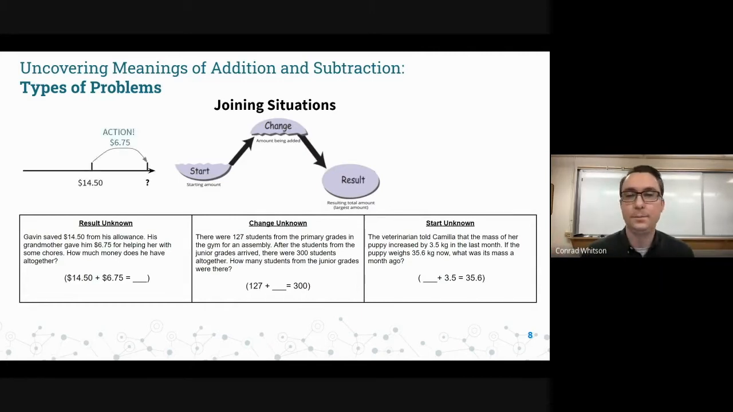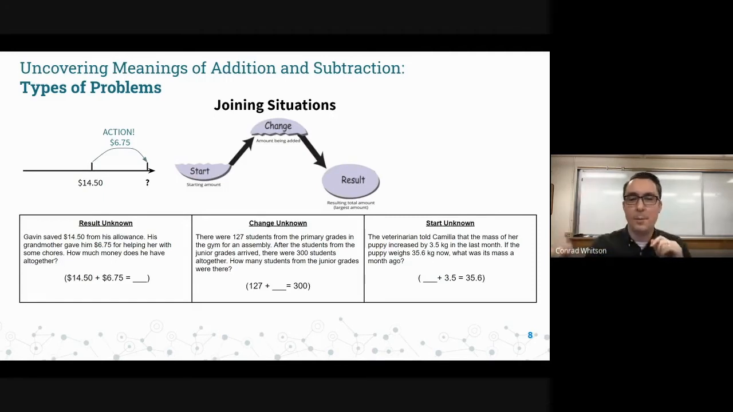So we've got a starting point at $14.50. We've got our big change. It's that jump along a number line. And then our final result is the thing we're trying to figure out. Very linear, very straightforward, very common, and hopefully very familiar. Number lines do tend to be a really good model for students to visualize joining situations because that change has a really familiar form in that arrow jump forward, right? We can kind of see the change and we know that's why it's addition or subtraction.